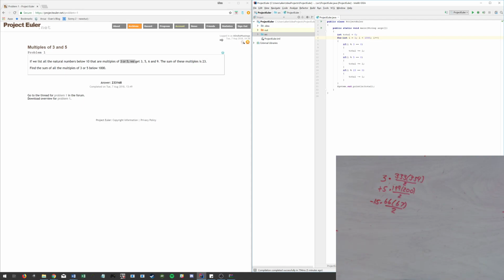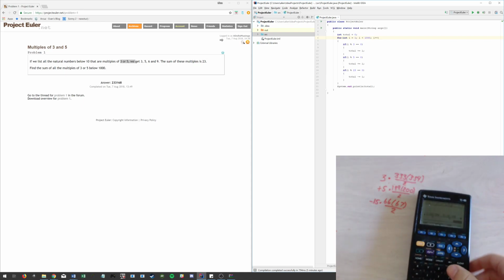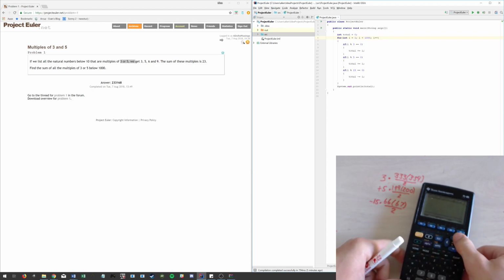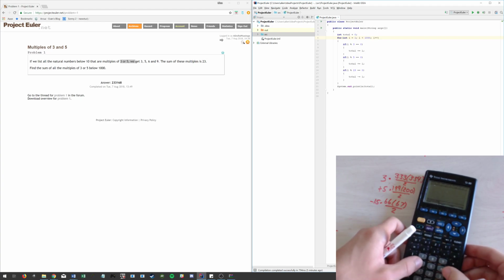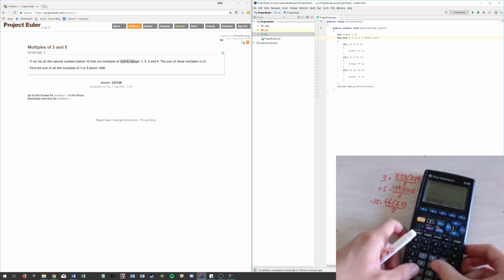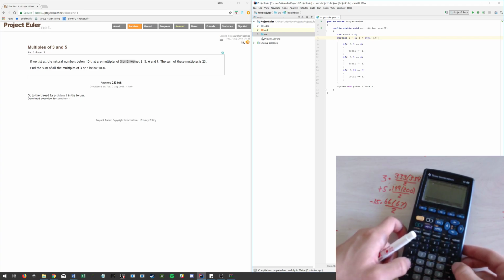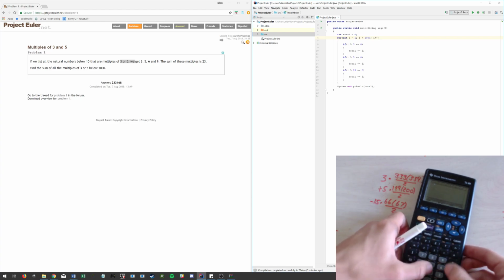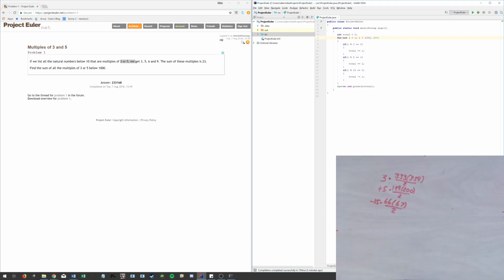So now, if we bring in a calculator, we can input 3 times 333 times 334 divide 2 plus 5 times 199 times 200 divide 2 minus 15 times 66 times 67 divide 2. And we get 233,168, the right answer. So this method worked.